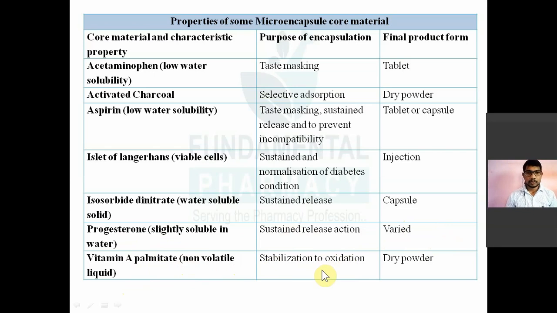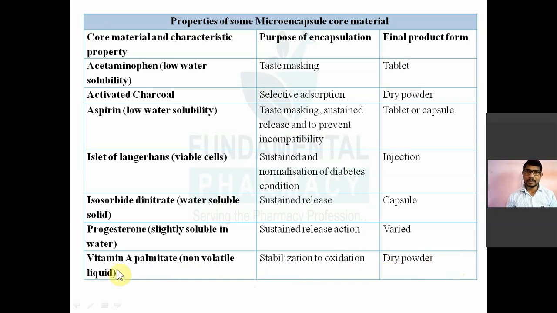Okay, to stabilize the product. So microencapsulated vitamin A or normal vitamin A formulation: normal vitamin A formulation will degrade quickly as compared to microencapsulated vitamin A palmitate. So to stabilize the formulation and to prevent the oxidation, this is converted into dry powder.